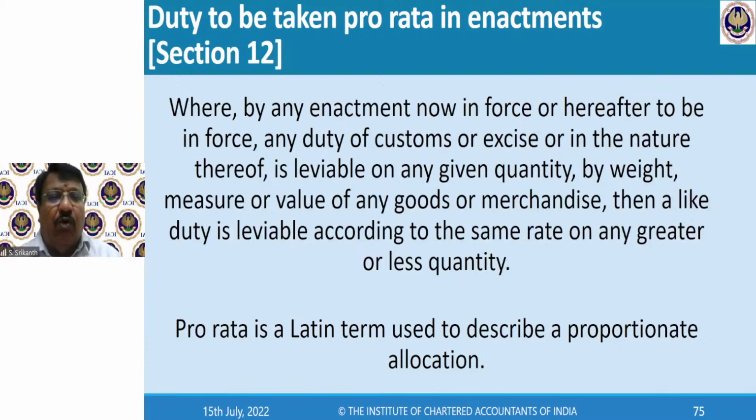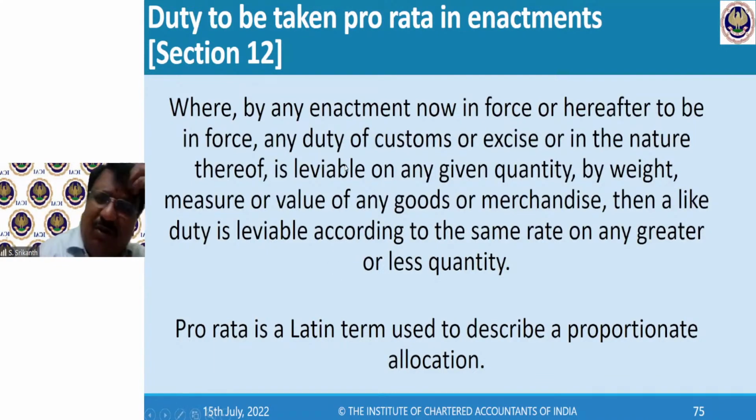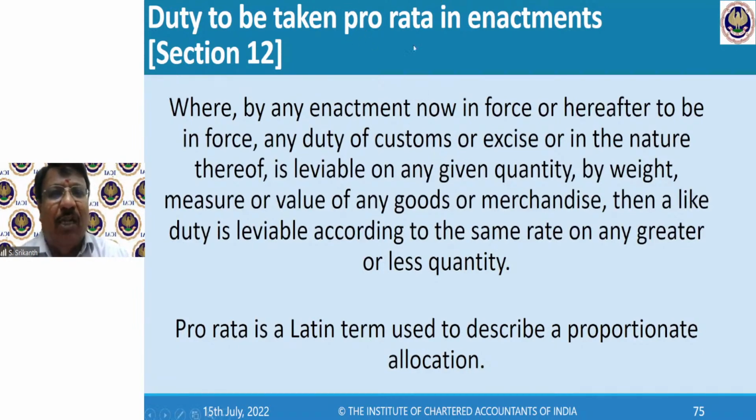So I have manufactured 1.2 tons. 1 ton is 1,000, so 1.2 tons pro rata. So the levy will be pro rata. If 1,000 for 1 ton, then proportionately it will be 1,200. So duty is leviable according to the same rate on any greater or less quantity. Don't get confused with the English. I hope you understand the word pro rata. That's all. Any duty of customs or excise, if it is measurable on any quantity, weight or value, in case it is higher or lesser than that quantity or value, it will be pro rata.